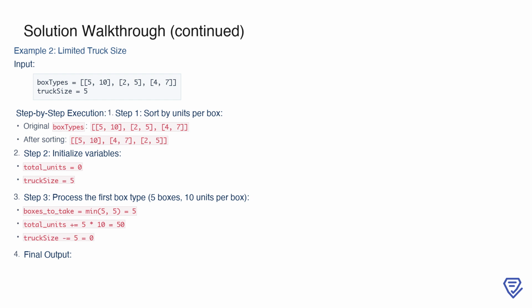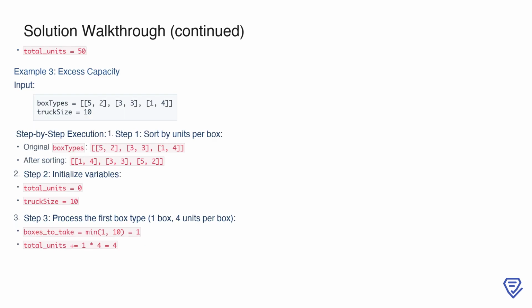The truck is now full, with a capacity of 0, so we don't process any more box types. The final output for this example is 50 total units. In this next example, the truck has excess capacity compared to the total number of boxes available.